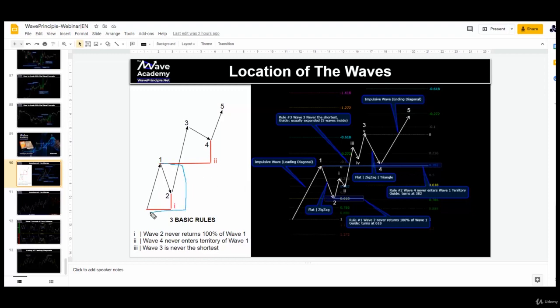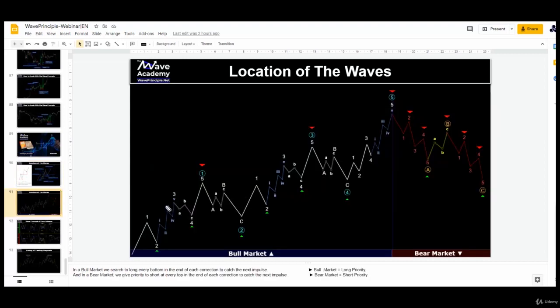Corrective wave never returns 100%. That's the more important rule, because if it does, then this is not impulsive, it's corrective. And you already know about the other rules, so let's move forward. Here's a basic map of how the cycles look like.